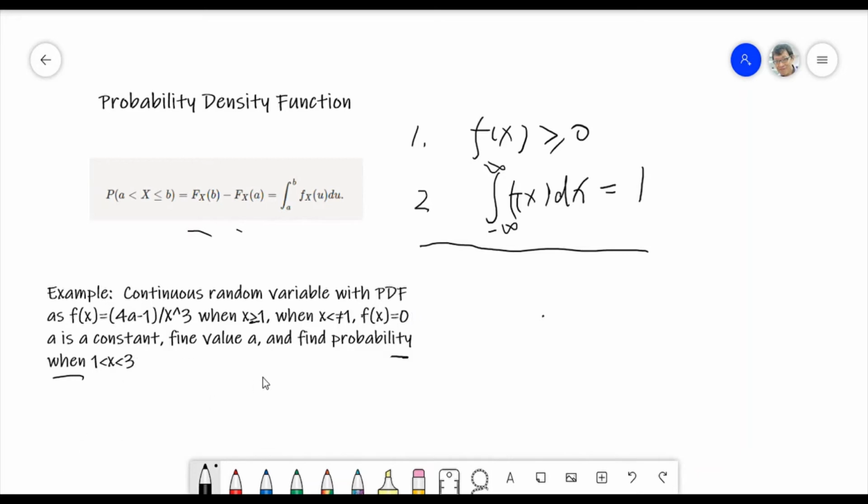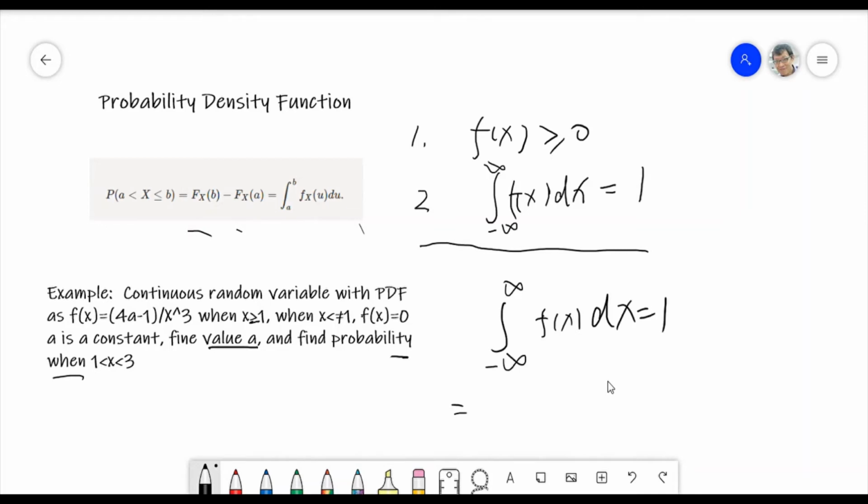So first they ask you to find the value a, and then second they ask you to find the probability when x is between 1 and 3. Okay, let's solve it one by one. For the first one, find the value a, we have to use the second standard, the characteristic. So let's write the integral from negative infinity to infinity of f(x) dx equals 1. We just copy and paste, there's nothing wrong.